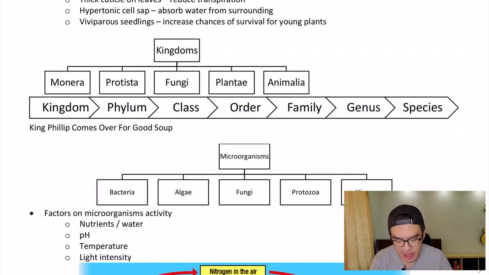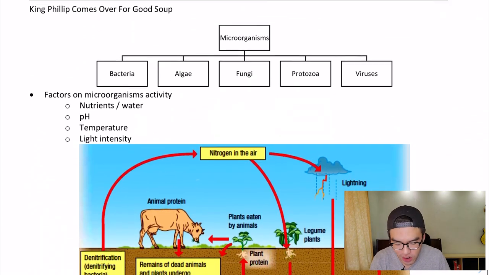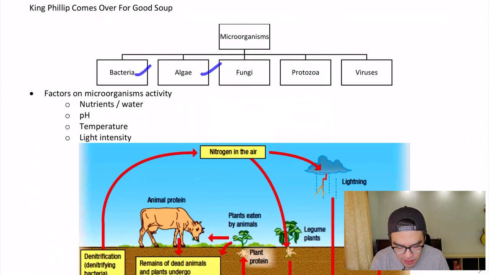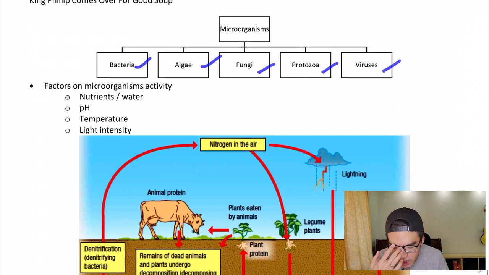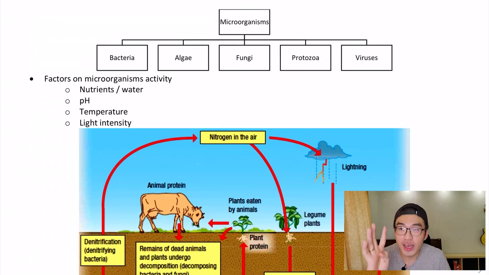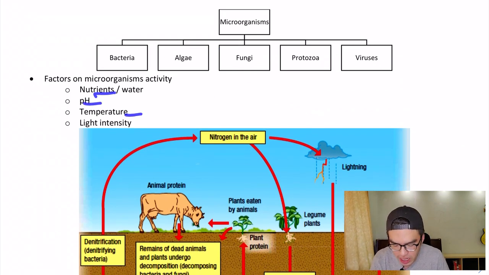Easy way, right? And of course, five classes of microorganisms: bacteria, algae, fungi, protozoa, and virus. And of course, there are four factors: nutrient, pH, temperature, and light intensity. This is a bit of common sense stuff.